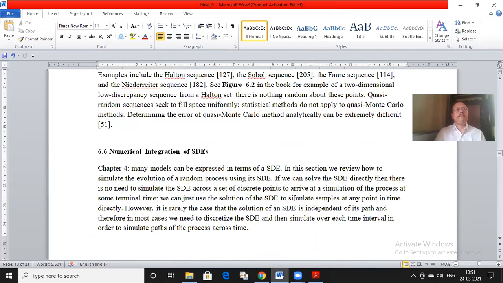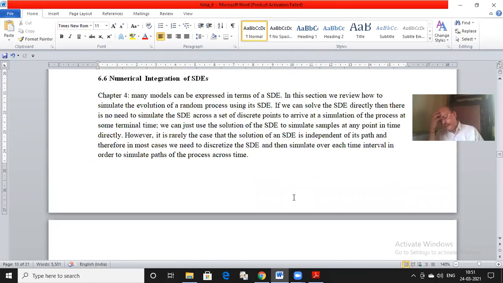Okay, so that's the Monte Carlo integration that we are going to use, and also the random number generation strategies that we have discussed earlier. So why are we talking about these? Because we are interested in solving our derivative contract pricing problems. And in particular, we are interested in solving stochastic differential equations. So let us recall chapter 4. In chapter 4, there were many models which were expressed in terms of a stochastic differential equation.